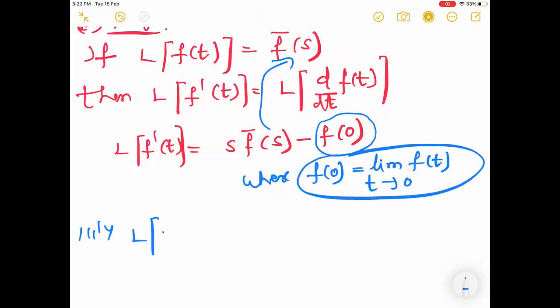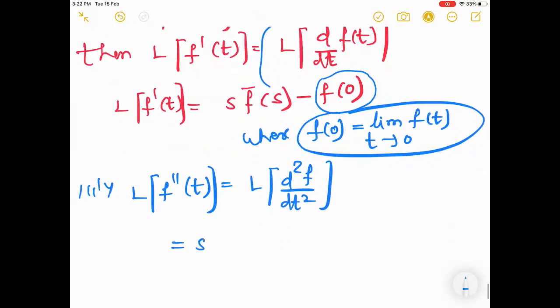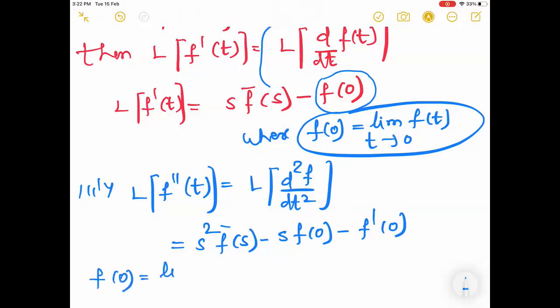Similarly, Laplace transform of the second derivative of the function, that means Laplace of d square f upon dt square, can be written as s square f bar s minus s into f of 0 minus f dash 0. Three terms are there. S square f bar s minus s f of 0 minus f dash of 0. Once again the same, f bar s is the transform of f of t and f of 0 is the value of the function at t equal to 0.